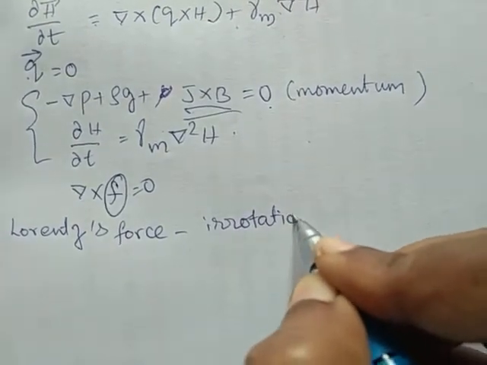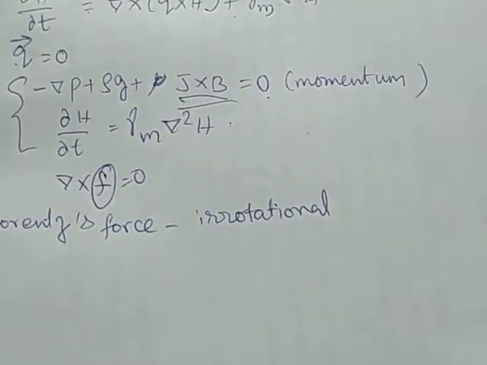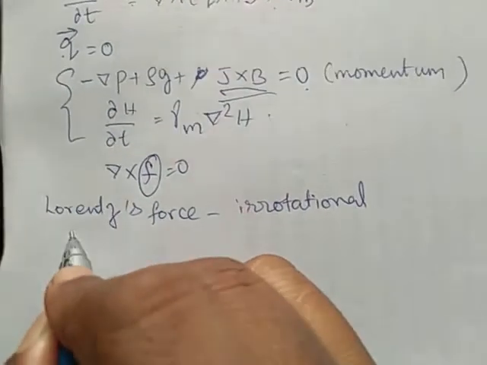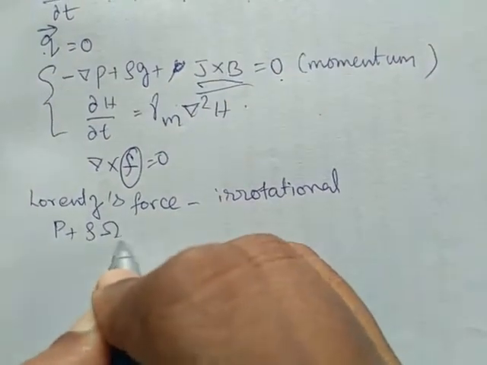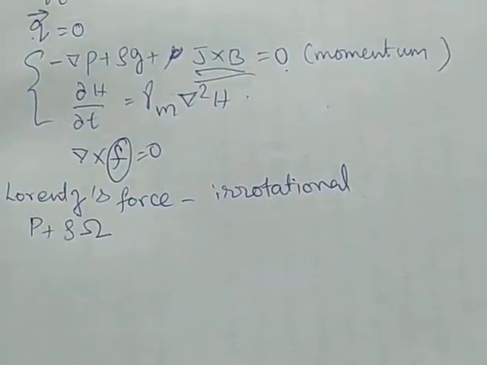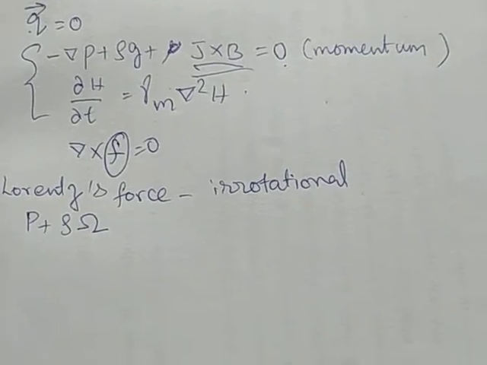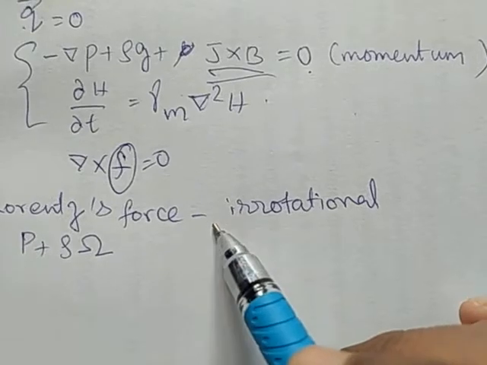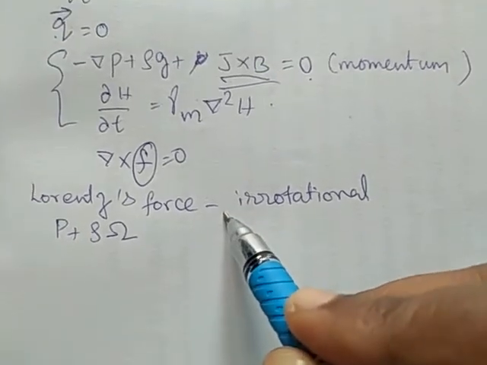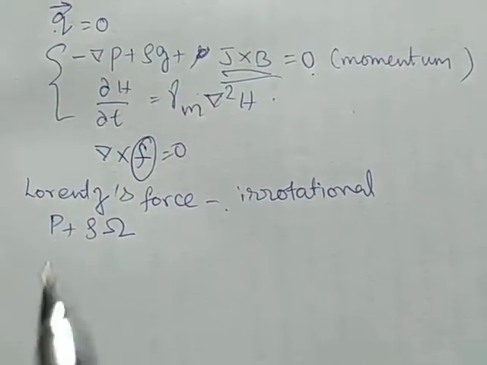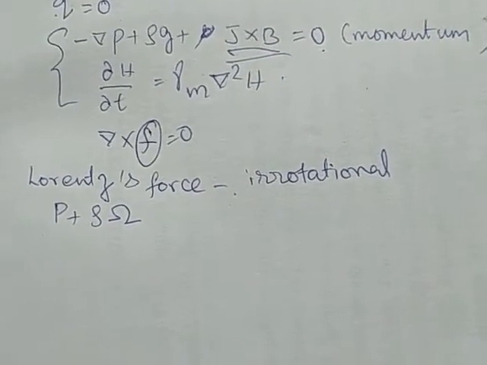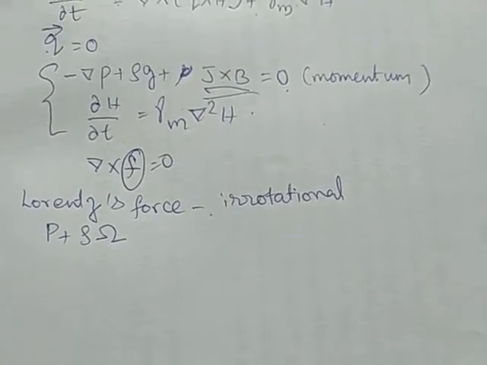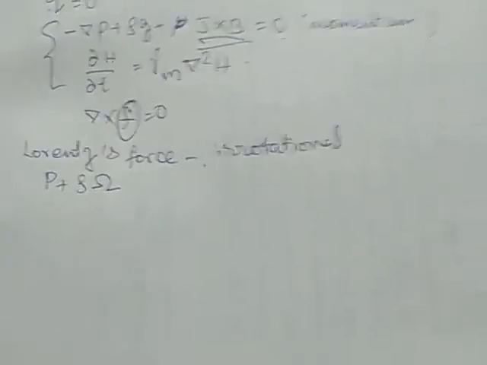Then we are going to prove that the current lines and the magnetic field lines lie on the surface P plus rho omega, and that this is constant. First we prove the Lorentz force is irrotational. Then we prove the current lines and magnetic field lines lie on the surface P plus rho omega and are constant.